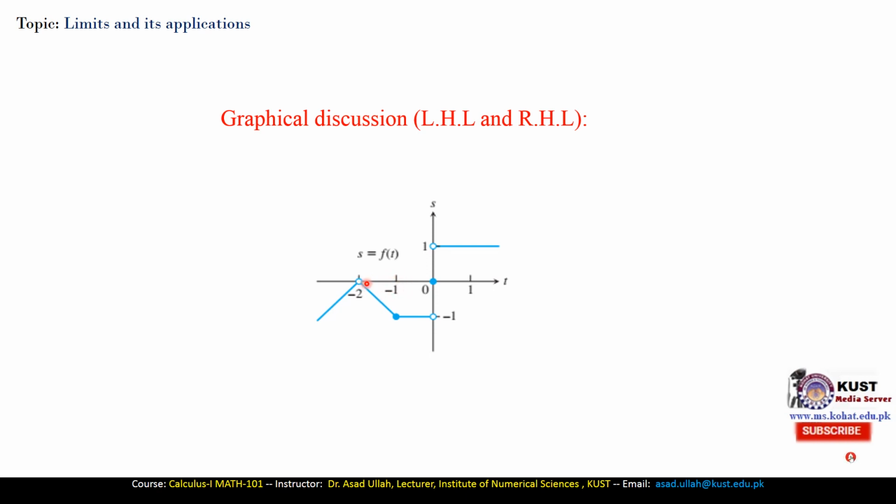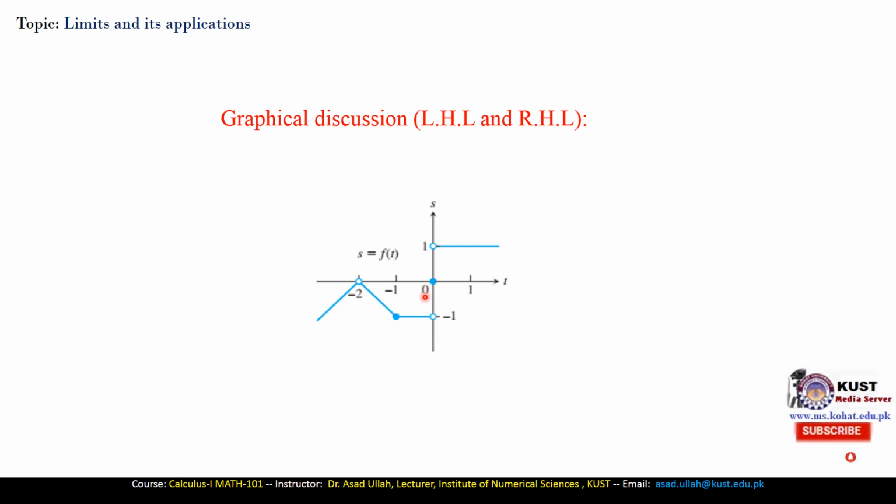Now to find the limit at the point minus 1. Approaching minus 1 from the left side, the function value goes towards minus 1. And approaching minus 1 from the right side, the function value also goes towards minus 1. So both the left and right limits are equal, and thus the limit exists at the point minus 1, and it is equal to minus 1.